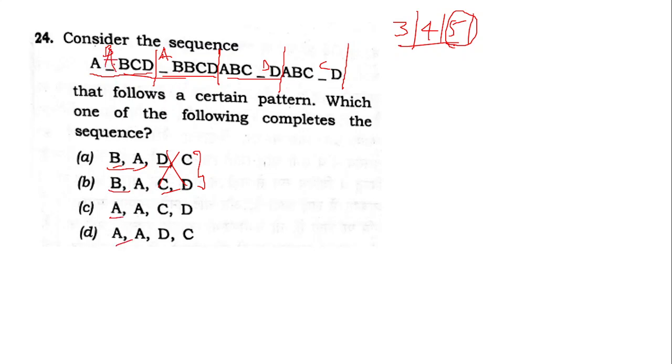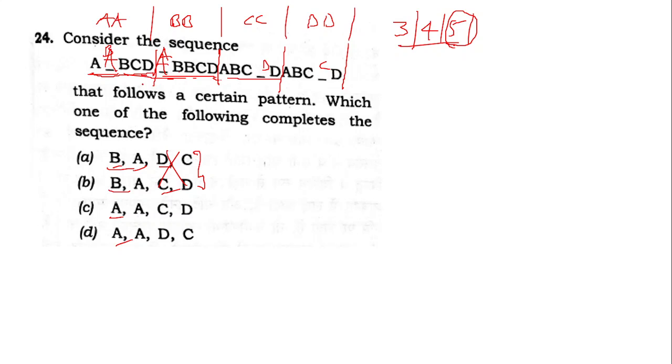So let us try with option C now. This will be A. This will also be A. So this becomes AA, BCD, ABBCD. What is the logic here? If you observe, the first letter is repeated 2 times in the first group, and in the second group, the second letter is repeated 2 times. This means in the third group, the third letter, which is C, should be repeated 2 times, and in the fourth group, the fourth letter, that is D, should be repeated 2 times.